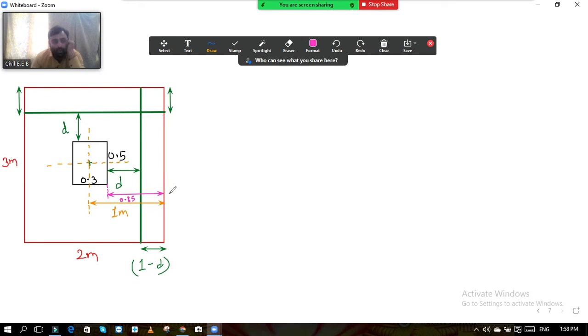This is 0.85. Now this is D. So what will be remaining? The remaining distance will be 0.85 minus D. Okay. So असं होतं बघा गडबडीत. हे 1 minus D झालं होतं. 1 minus D येणार नाही. काय येणार नाही? तर इथे मी दाखवलेलं आहे तुम्हाला.